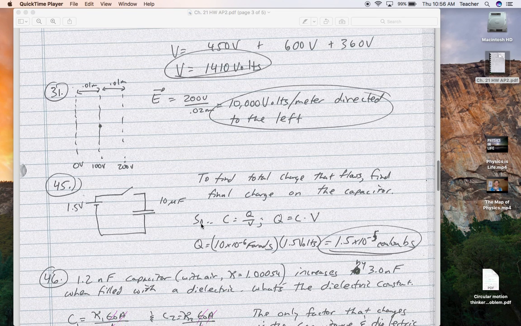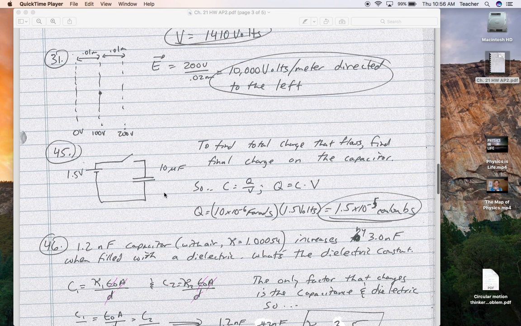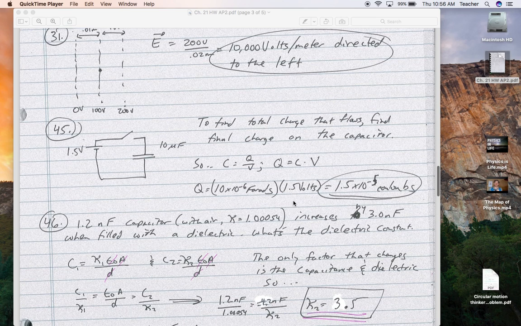For number 45, we had a capacitor in a circuit. It was 10 microfarads. It was then asking to find the total charge that flows. So in this particular case, what I'm looking at is, at least initially, we'd have something completely uncharged. So 0 coulombs. If we know this capacitance and this voltage, that'll let us know how many charges it ends up with, which is 1.5 times 10 to the -5 coulombs. So that's the total amount of charge that would flow by the time this becomes fully charged.